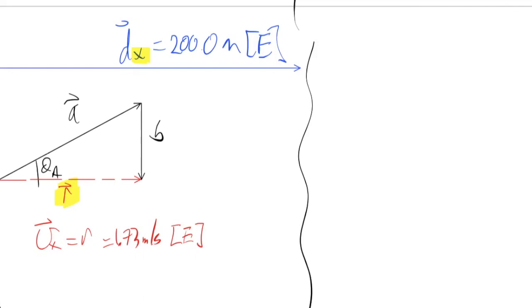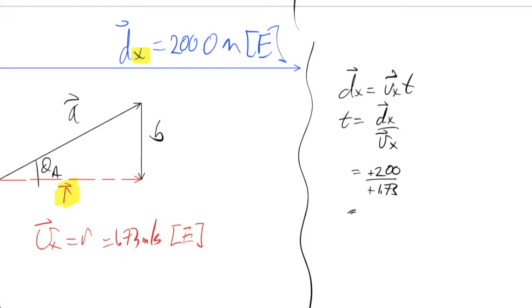So doing the algebra this time, same thing. Dx is equal to Vx times t. So t is equal to dx over Vx, skipping a few steps there. And I suppose I should have put the vector notation there. And there we go. Keep with the vectors. Now these are collinear. So our value for dx gives us our 200, technically positive, over positive 1.73. And that gives us 115.6 seconds. Therefore, the time in this case is about 116 seconds rounded to 3 sig figs.